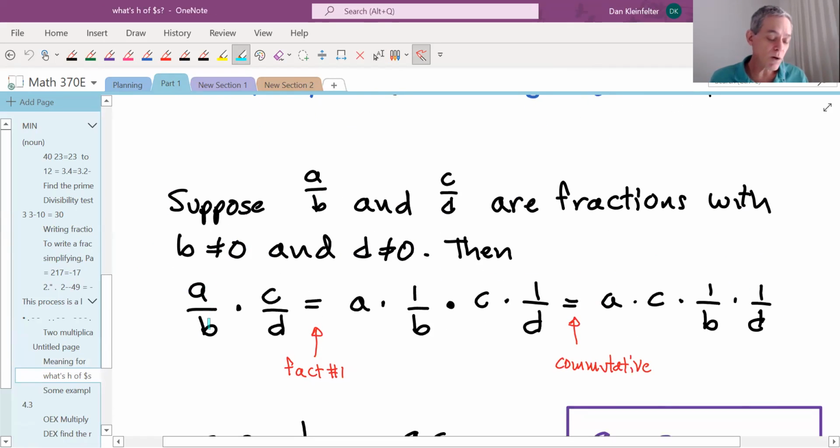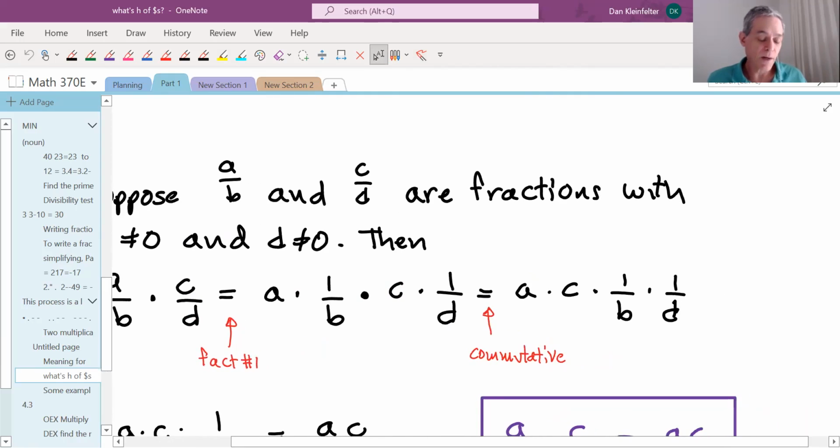Okay, so if we're going to multiply these two together, then I can think of a over b as a times 1 over b, and c over d is the same as c times 1 over d, using that helpful fact number 1. Next up, we know according to the commutative property that it doesn't matter what order you multiply in. So I had 1 over b first, followed by c. In the next step, I swapped those two. I traded 1 over b times c with c times 1 over b.